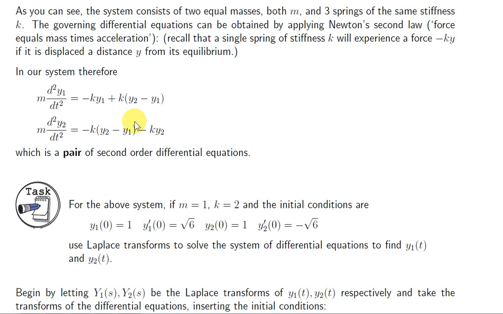Okay, we are going to solve this system of differential equations. We let m equal 1, k equals 2, and we use the following initial conditions: the initial position and velocity of the first mass and the initial position and velocity of the second mass. So big Y1 and big Y2 are the Laplace transforms of little y1 and little y2 respectively.